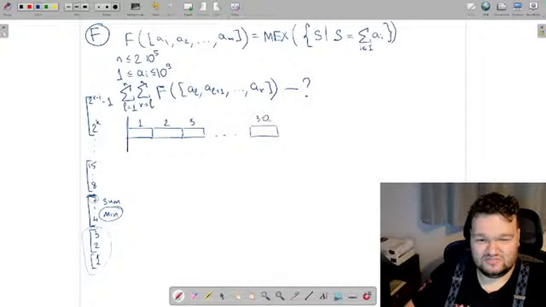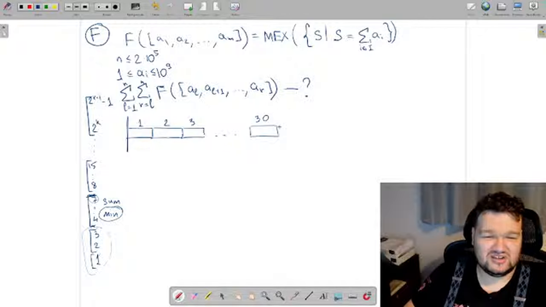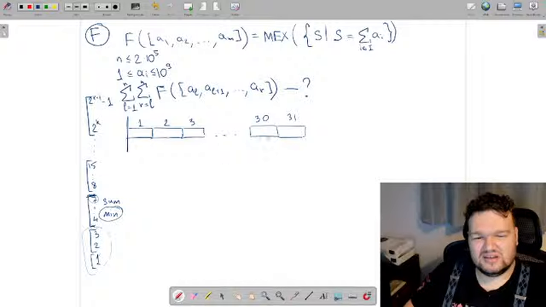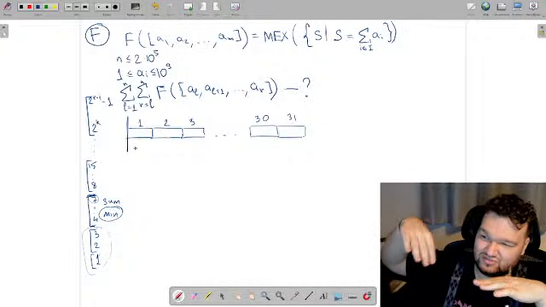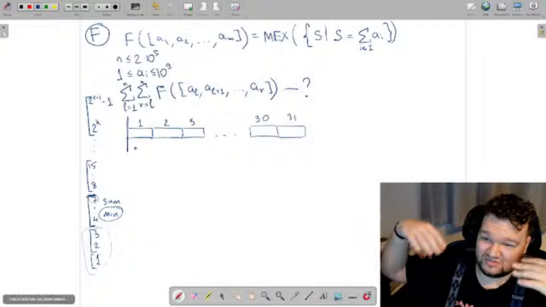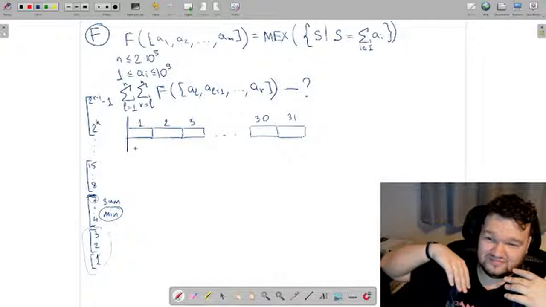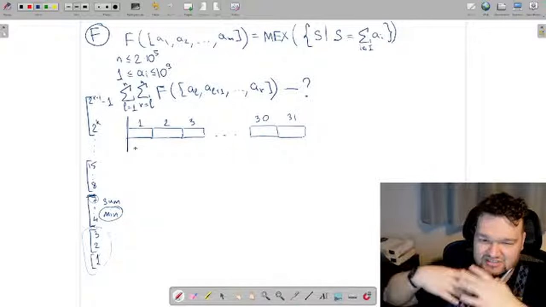30. Bucket 30 is no, bucket 31 is empty. Well, depends on how you number them, but the bucket that should contain numbers that are greater than 2 to the power of 30 is empty, and therefore there are just no elements there. We just stop. We summed up everything.